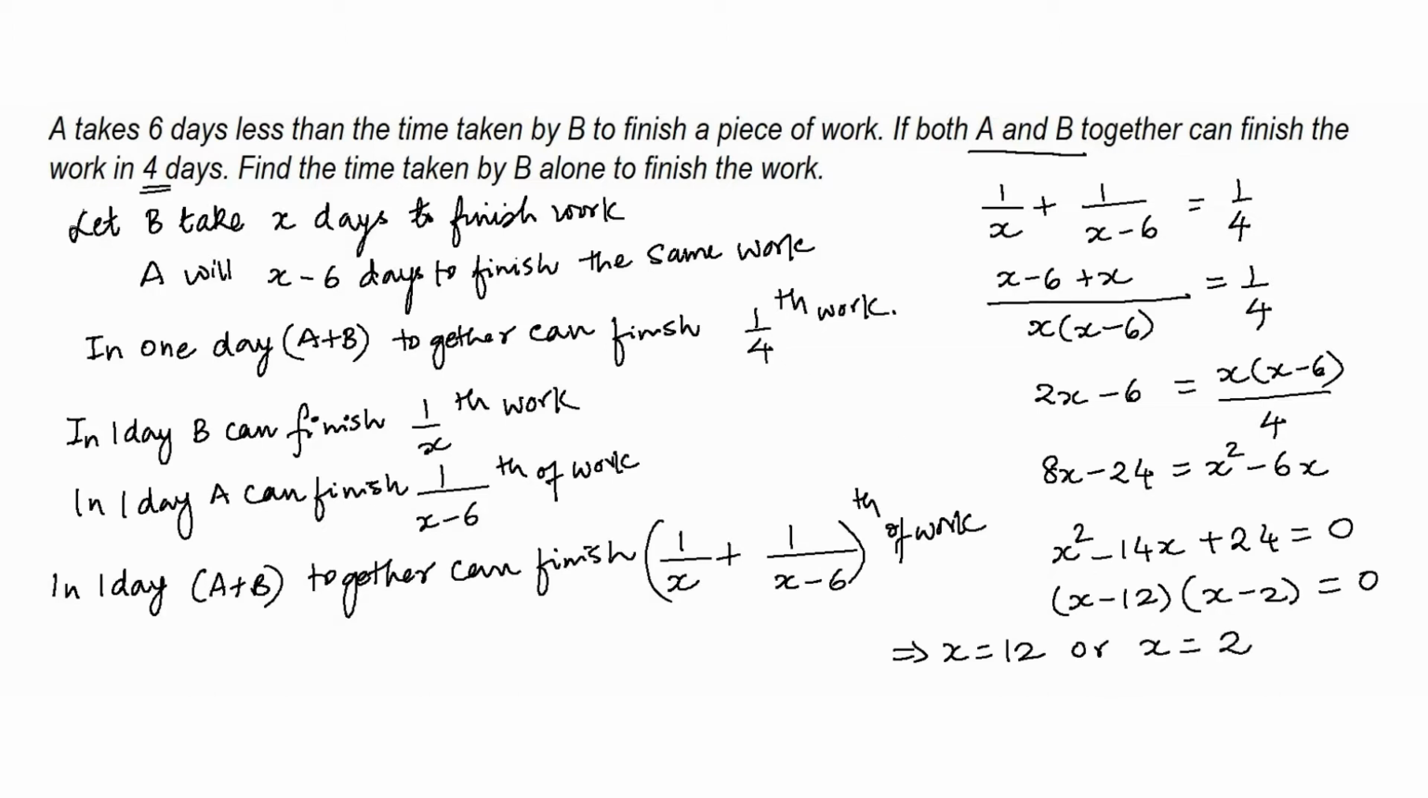Now if x is equal to positive 2, then x minus 6 will be negative 4, right? And you cannot take negative days to complete the work. Therefore we have to discard x equals 2 as a possibility, and therefore the value of x is just 12, which means that B takes x days to finish the work. That means B takes 12 days to finish this work, right? So this is how we go about this particular question.